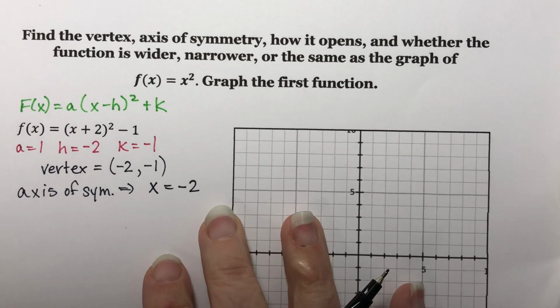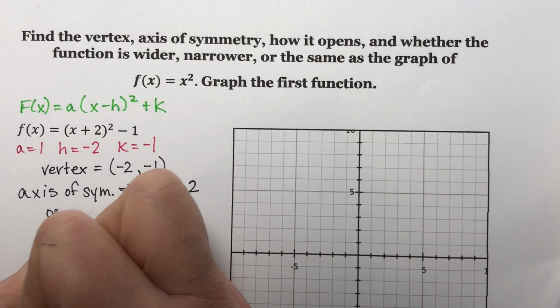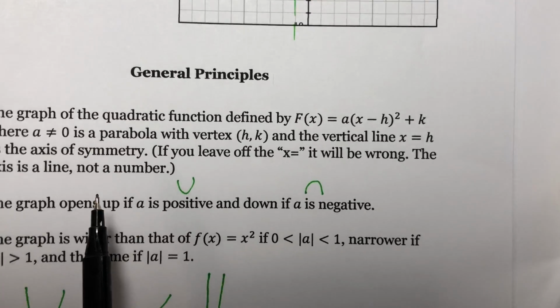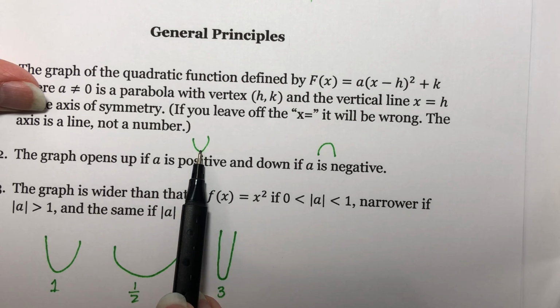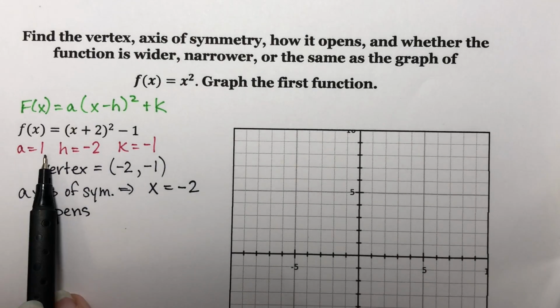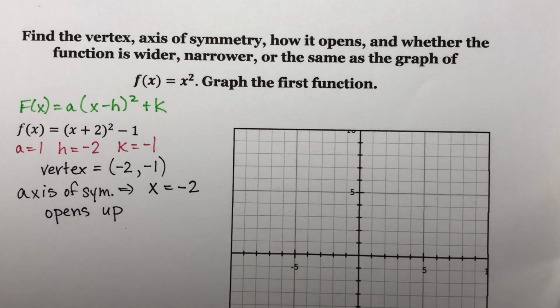Okay, we want to know how our graph opens. So this thing opens either up or down, and we decide whether it opens up or down based on a. If a is a positive number, it opens up. If it's a negative number, it opens down. Our a value is positive 1, so this opens up.